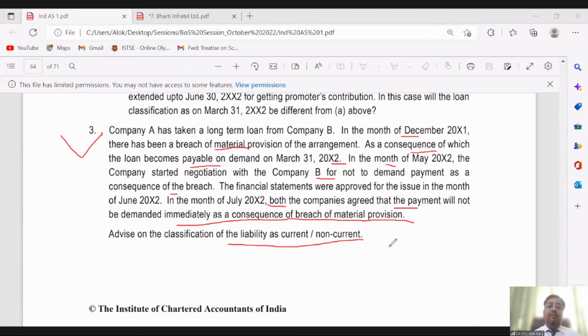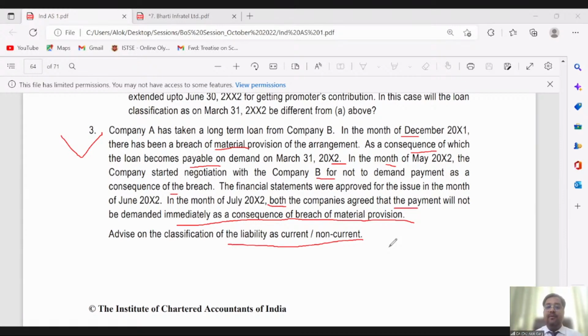The financial statements were approved in the month of June, and the lender agreed in the month of July, that is, after approval of the financial statements. So guys, till the time of approval of the financial statements, nothing was concluded. Right? Only the talks were happening, but nothing concluded.